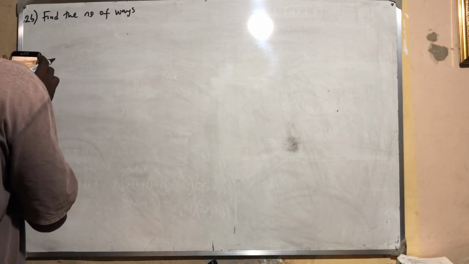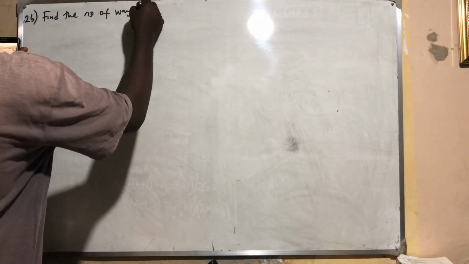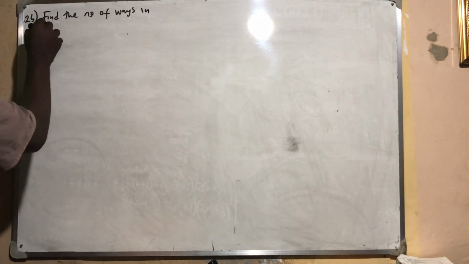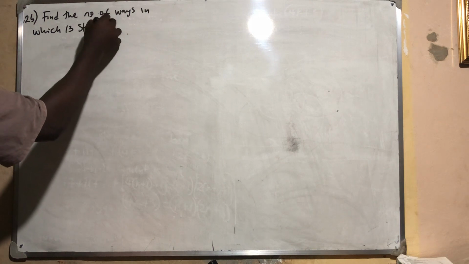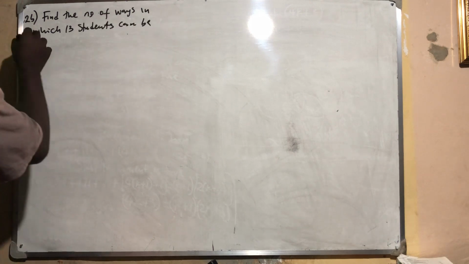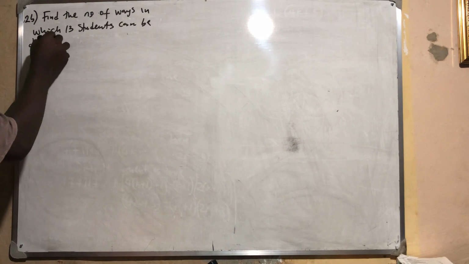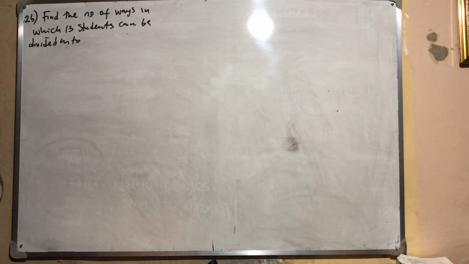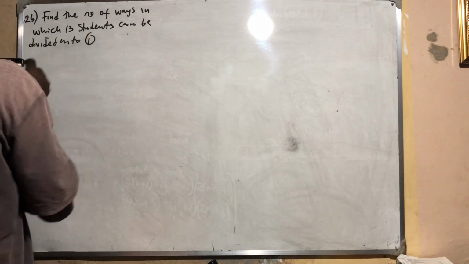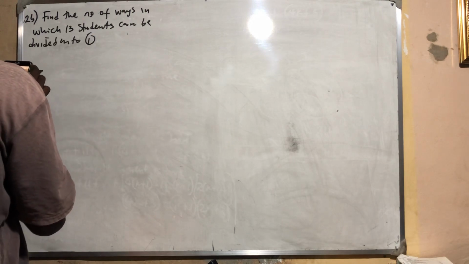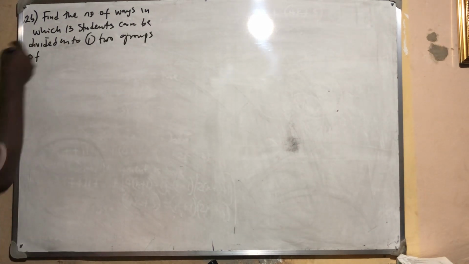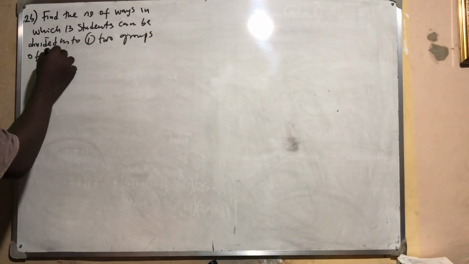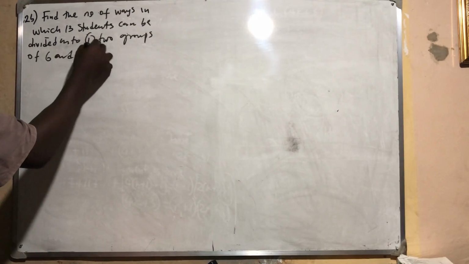So find the number of ways in which 13 students can be divided into two groups. Two groups of 6 and 4 students.